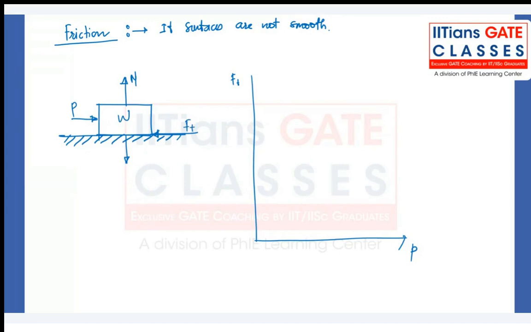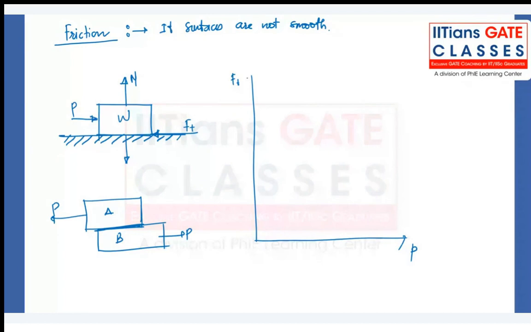So this can be in between two bodies as well. If you replace the other surface with a body, let's say bodies A and B, it is the same situation. P you are applying here and here, and here you have the contact between the two surfaces of the bodies. So in both cases, you can refer to the same figure.